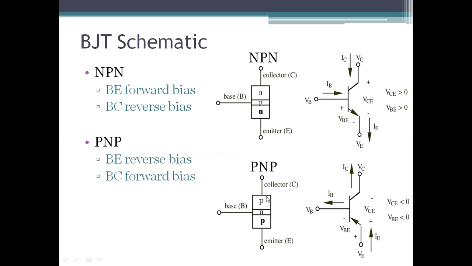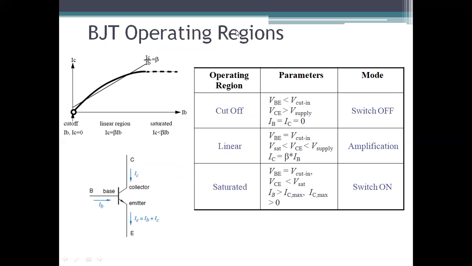In a PNP transistor, holes are the majority carrier. In an NPN transistor, electrons are the majority carriers. See here the operating regions. What are the operating regions of a BJT transistor? There are three operating regions: cutoff region, linear region, and saturated region.